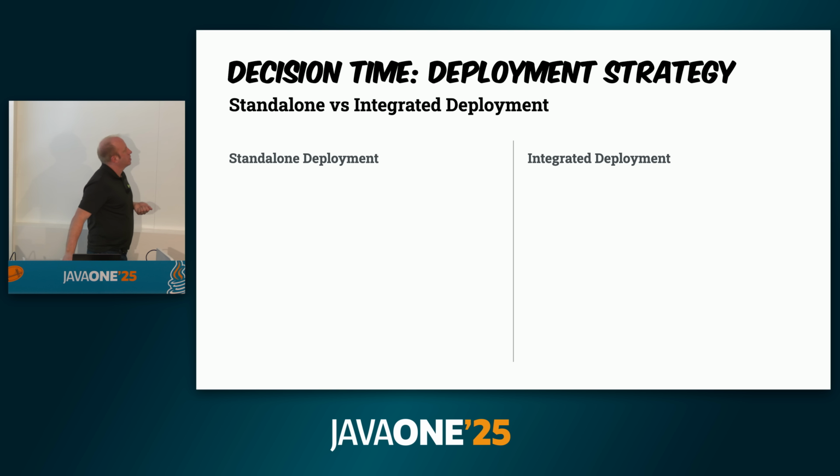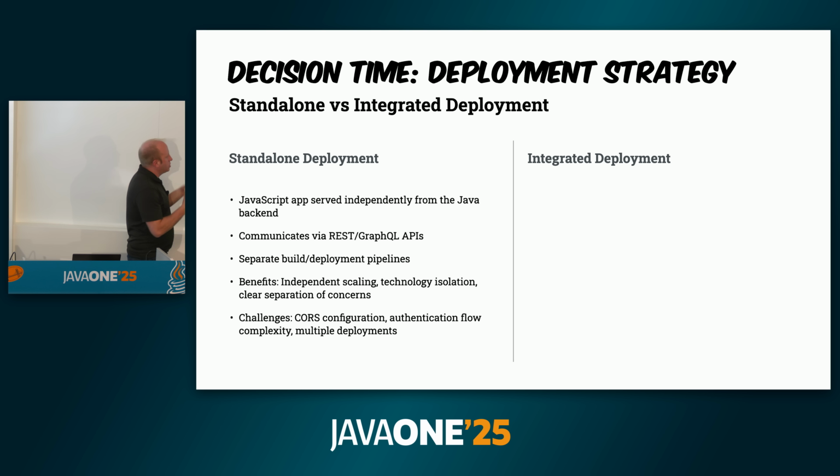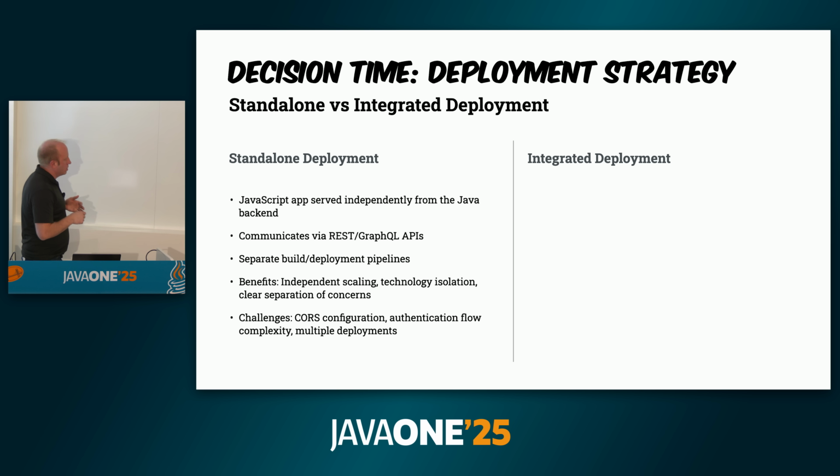What I want to point out here, though, is that as a Java developer, here is where we have to start making our decisions. Are we going to use a standalone deployment or an integrated deployment? By standalone, I mean the JavaScript app is different from the Java app that we write. And maybe the front end talks to our API over REST, GraphQL, gRPC, whatever it is.